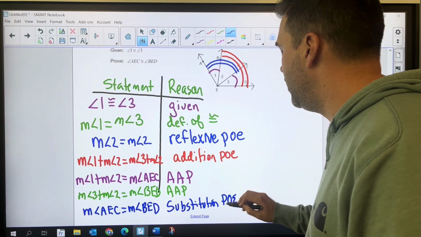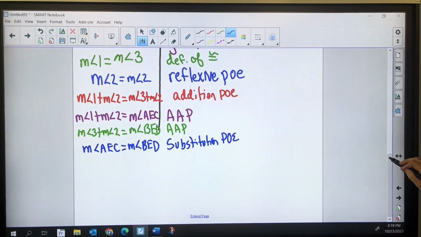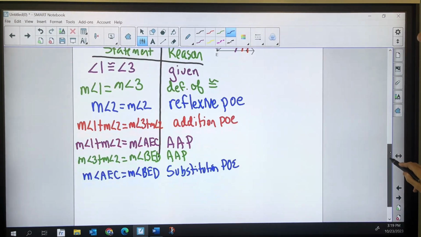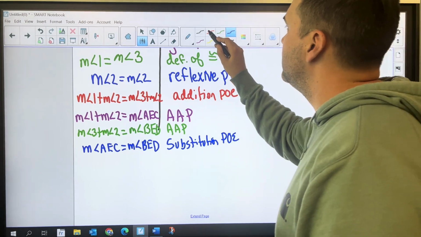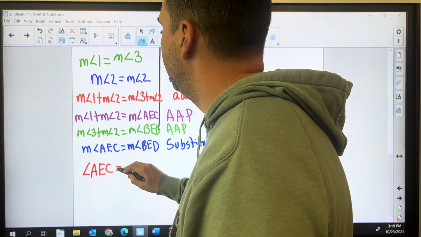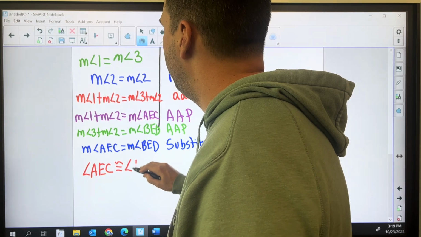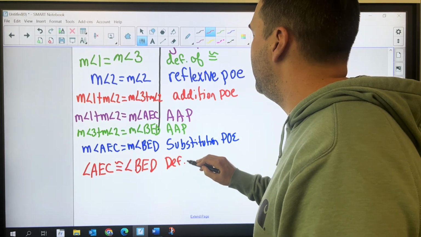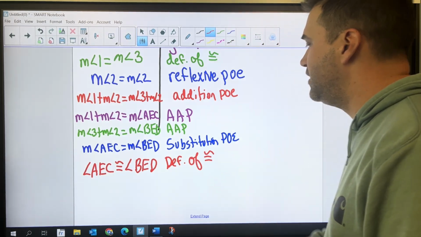property of equality. And now the last thing I need to do, I need to actually say that those two angles are congruent. So I need to change it from the measures into just angle AEC is congruent to angle BED. And that's that definition of congruence that we used earlier.